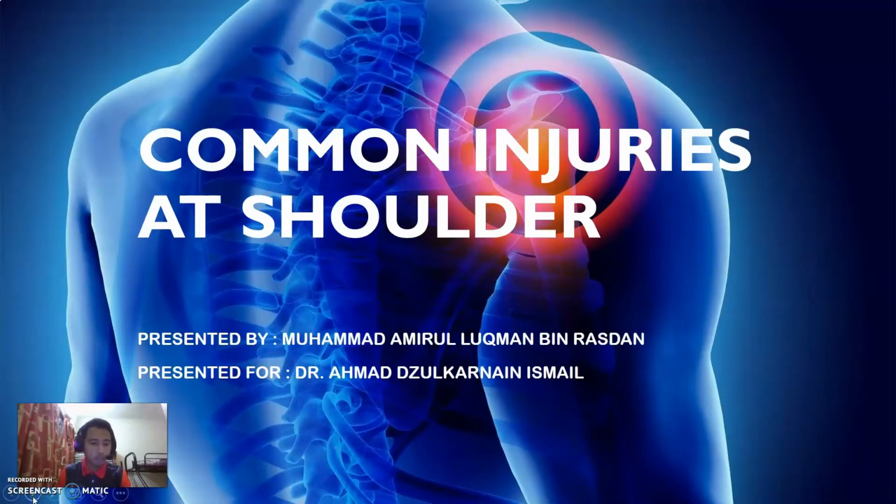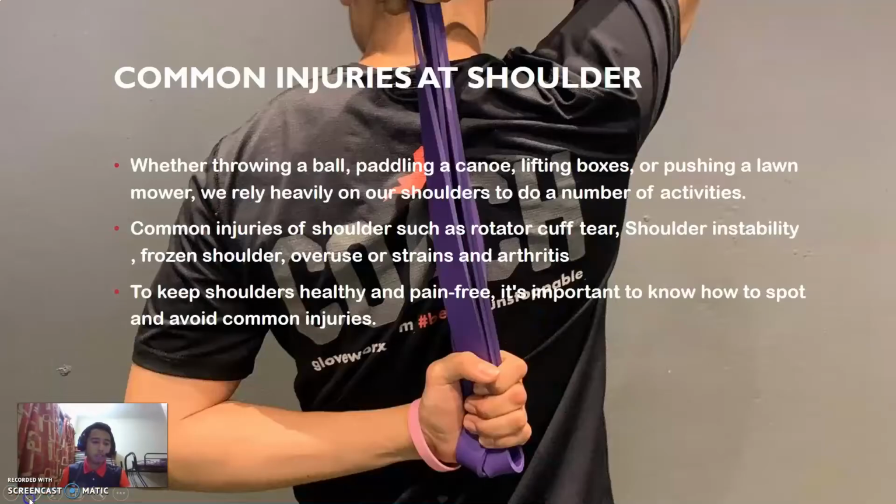Okay, I'm going to conduct a presentation about the common injuries of the shoulder. Whether throwing a ball, paddling a canoe, lifting boxes or pushing a lawn mower, we rely heavily on our shoulders to do a number of activities. Common injuries of the shoulder are rotator cuff tear, shoulder instability, frozen shoulder, overuse or strain, and arthritis. To keep shoulders healthy and pain-free, it's important to know how to spot and avoid common injuries.